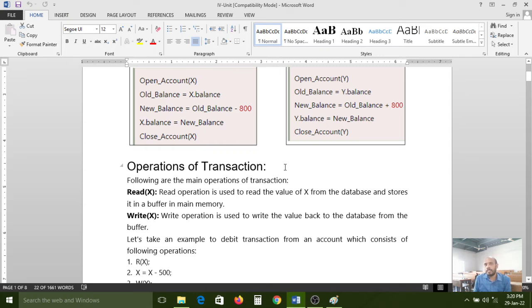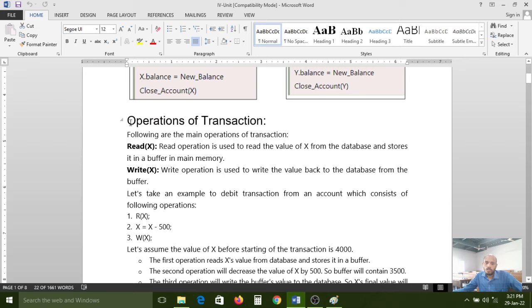Here we are performing a transaction in the banking sector, and we also perform it in a database. Each and everything is called a transaction. If you want to insert data, or update data, or delete data, in that case we are using transactions. Okay, right. Now, operations of a transaction.